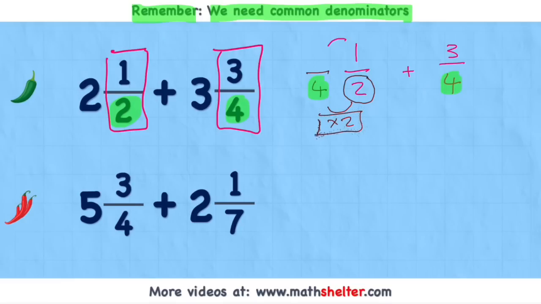So what did I do? I multiplied it by 2. So if I multiply my numerator by 2, I will get an equivalent fraction. 1 times 2 is 2. So 2/4, I'm telling you, is the same as 1/2.